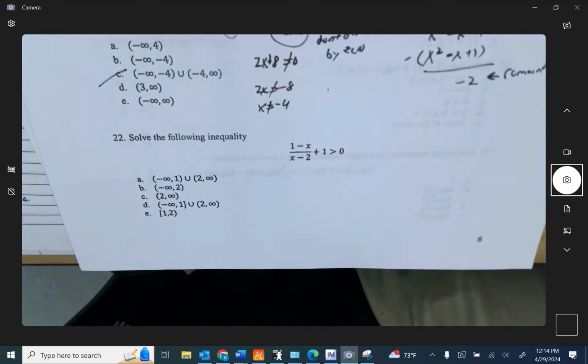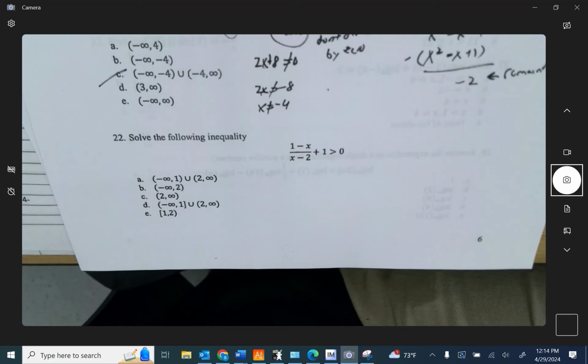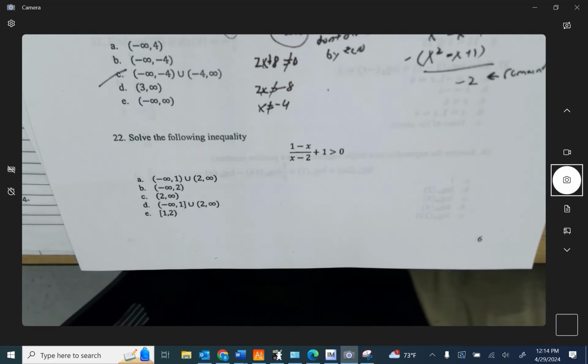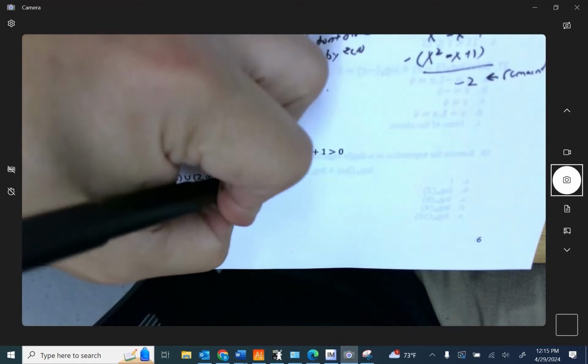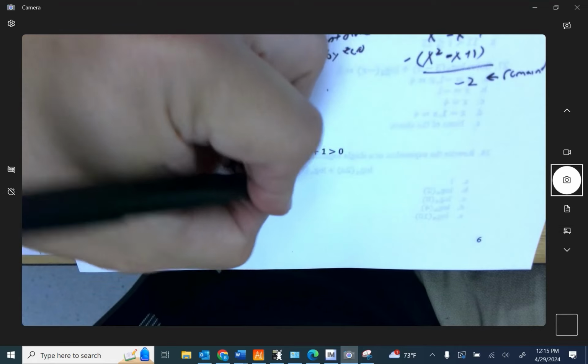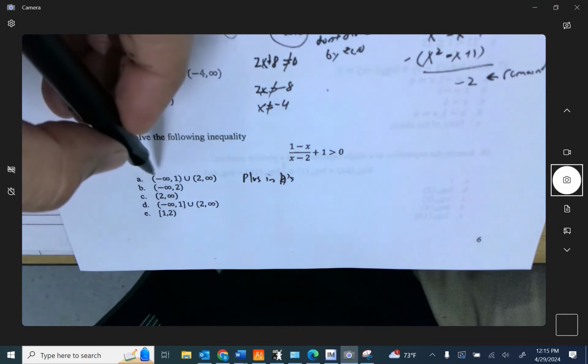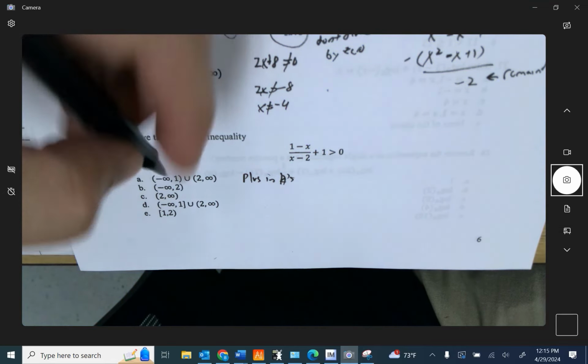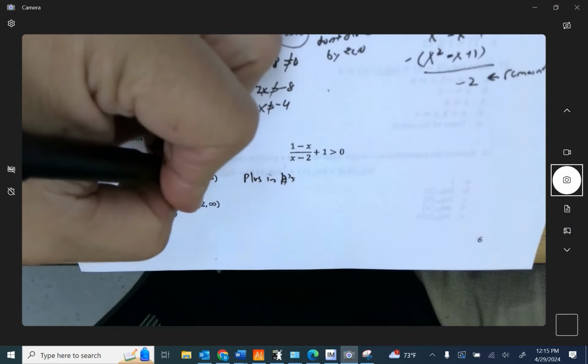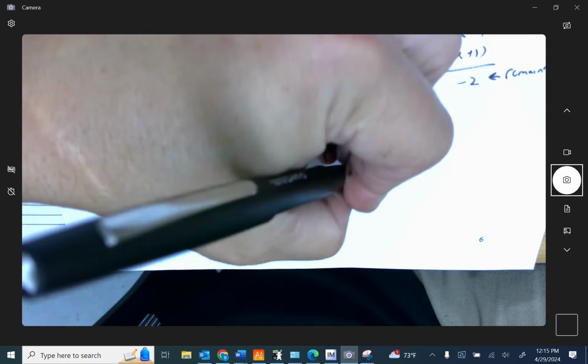Inequalities. Honestly, you could just plug in numbers on this thing. I mean, you could. It's not a bad skill. Let's do this. Let's plug in numbers. So halfway between, something between -infinity and 1 is 0. Something between 2 and infinity is 3. So I'm going to test 0.